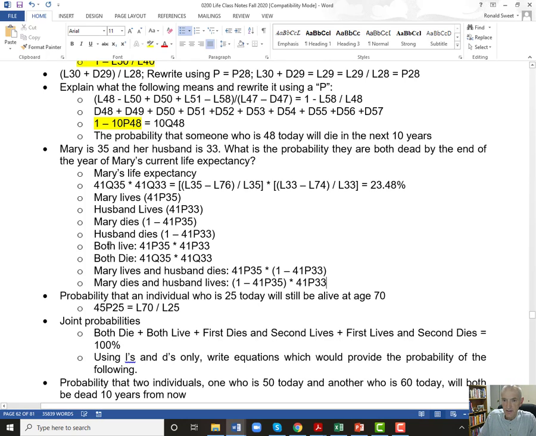These four things must add up to 100%. Some students get confused and think that both live and both die has to add up to 100%, but that's not true. There are two other options. So if we added all these up, we get 100%. Now, the probability of them both dying is 23%. You can calculate the others, and we'll get some practice on this. We're going to use this type of math when we do the joint life.